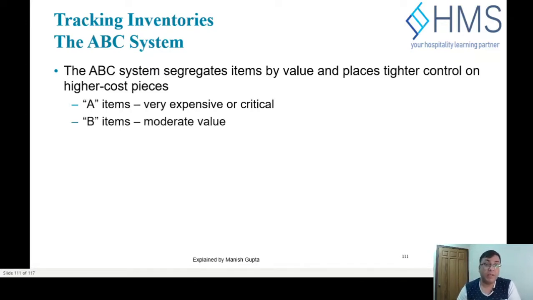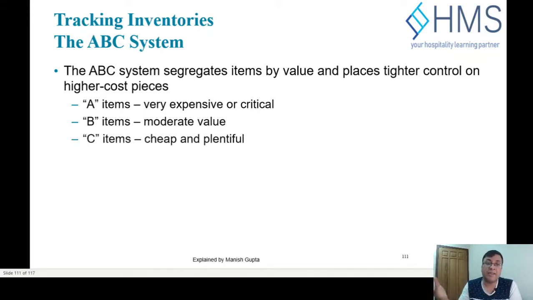Then you have B, which are moderate in value, moderate in capital, and moderate in criticalness. They are not really critical, but they have a moderate value. Those are B items, where you usually have some tighter control. A should be about 20% of your total inventory in number, but around 70-80% of your total inventory in value. The B items may be around 30% of the inventory items, but maybe another 10-15% of your total value.